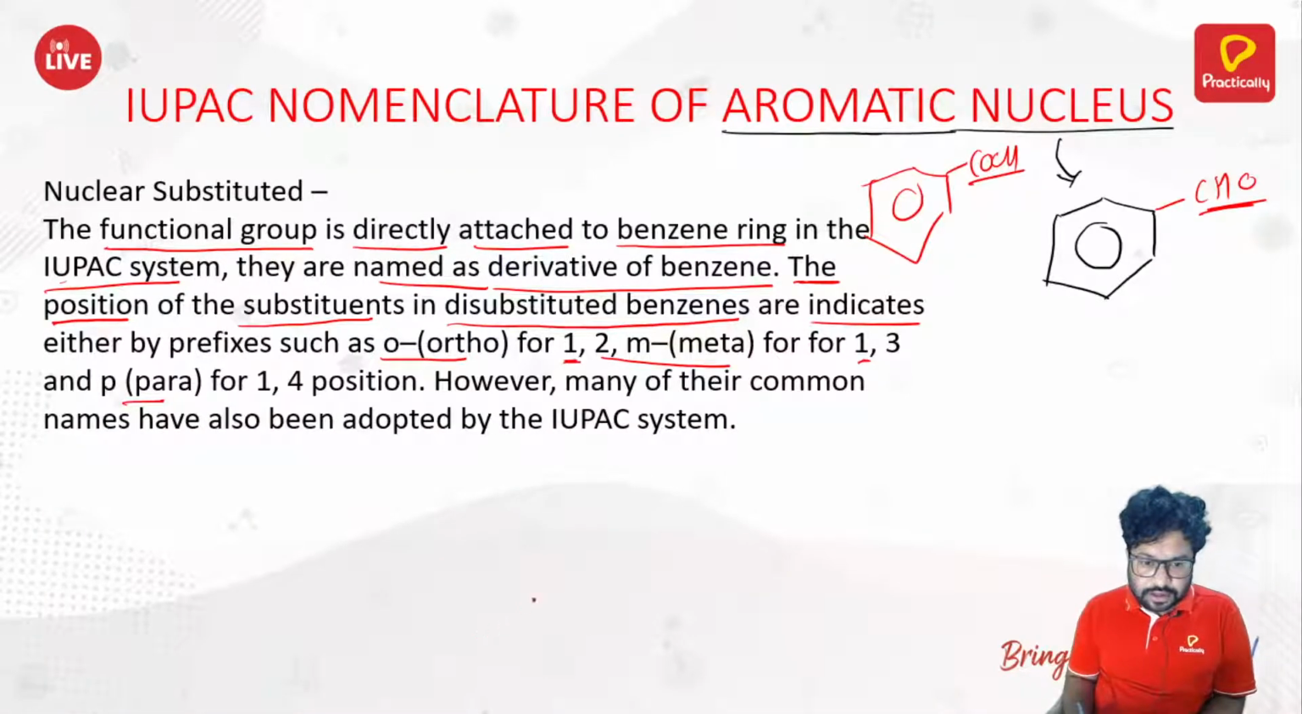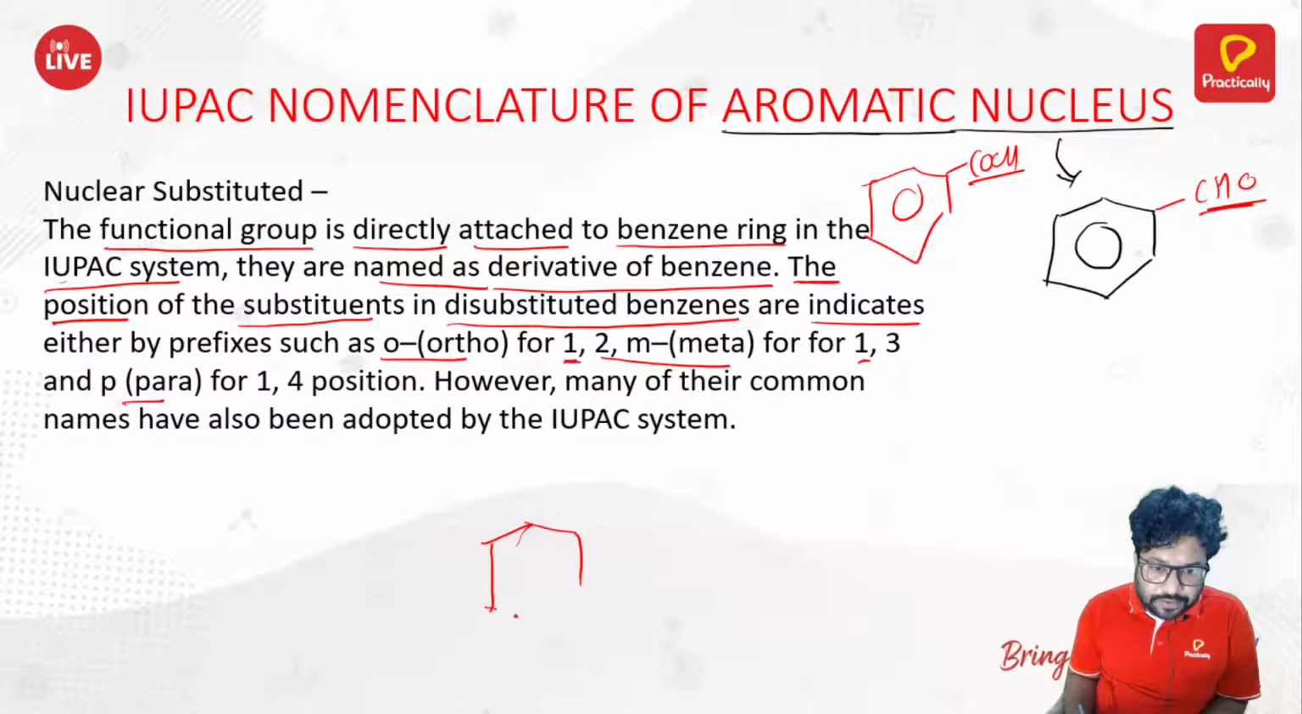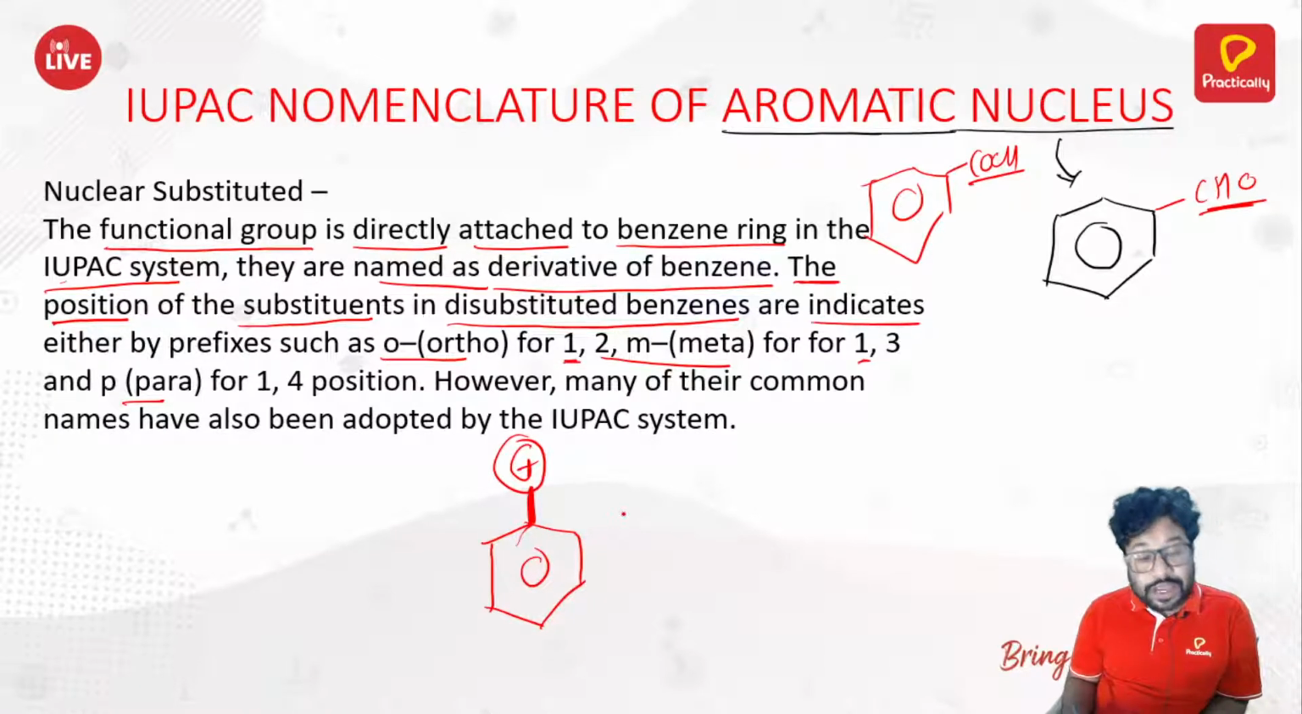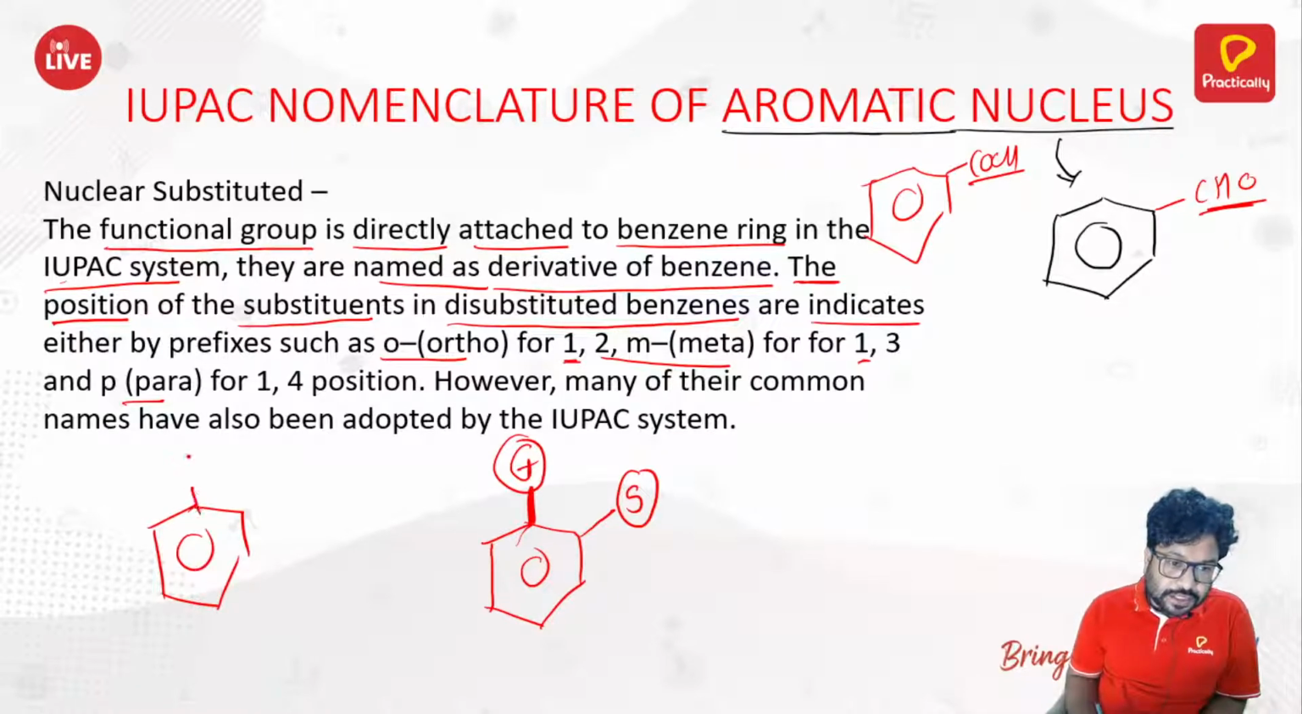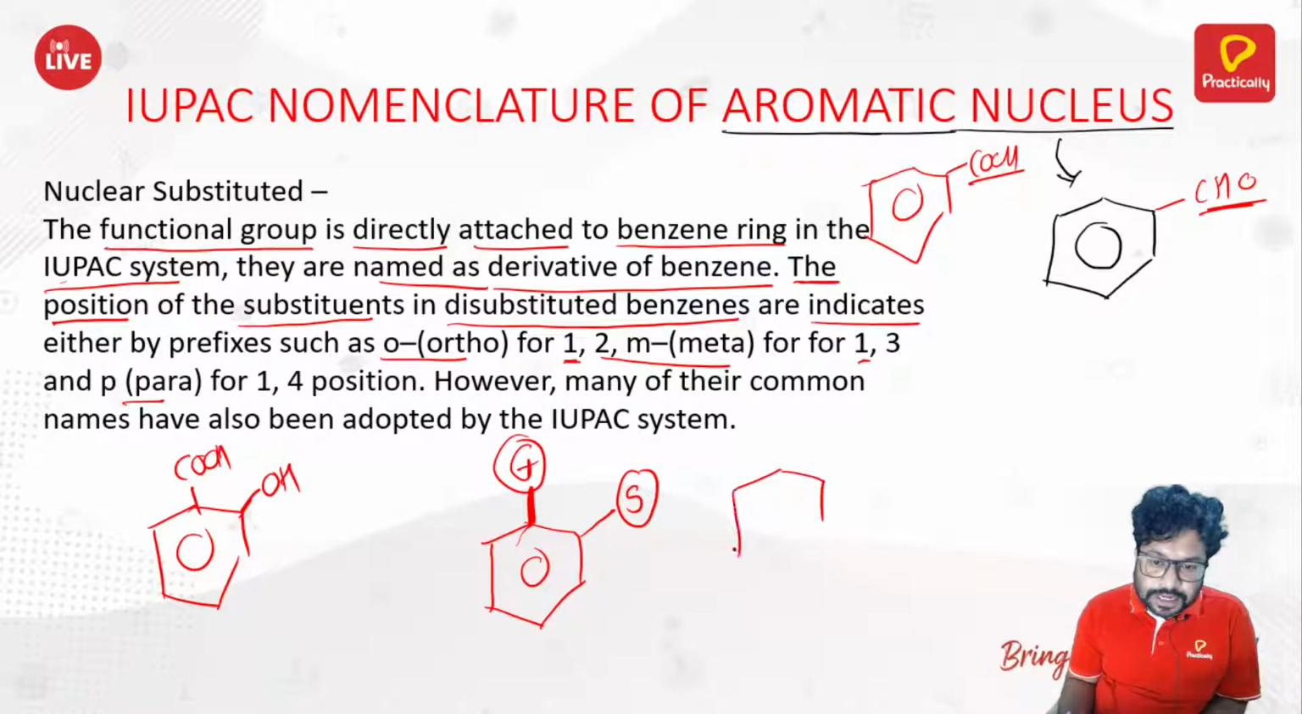See, let me tell you here. Suppose this is your main functional group. Let's write it as G. And let's write the substituent as S. If it is present at this position, then what do you write? Ortho. Okay, let me give you a direct example. So this is COOH. If your OH is present here, what do we write? Ortho-hydroxy benzoic acid.